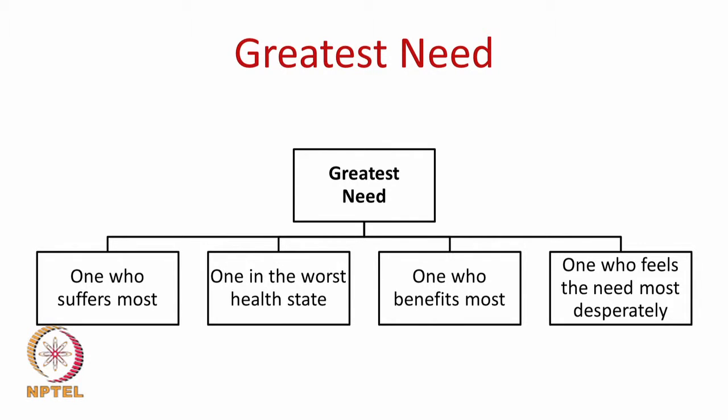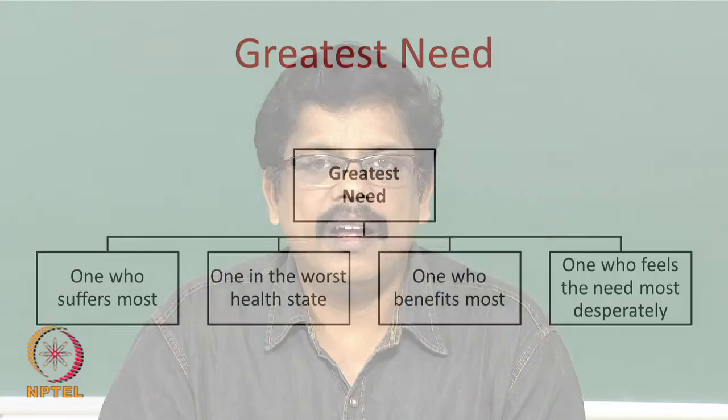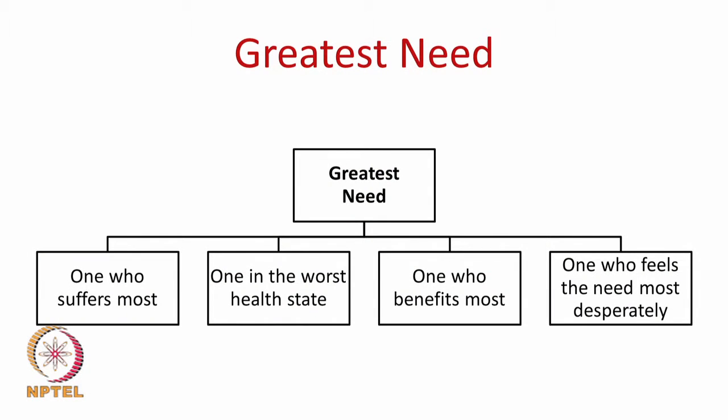Again, a little bit more about the idea of greatest need. We can understand this concept from at least 4 perspectives. The first one is one who suffers most. The greatest needy is a person who suffers most. This looks quite commonsensical, because a person is in need of it because he suffers, and definitely all medical interventions aim at alleviating suffering, human suffering, freeing the human being from suffering. So, naturally this looks a bit attractive, but then again another one is in the worst health state, which is also another form of suffering.